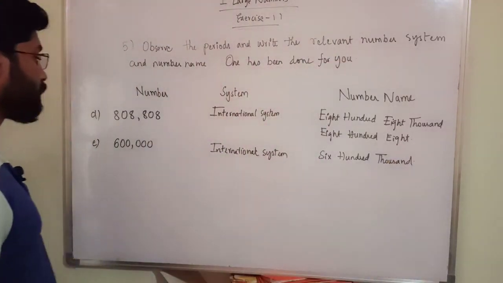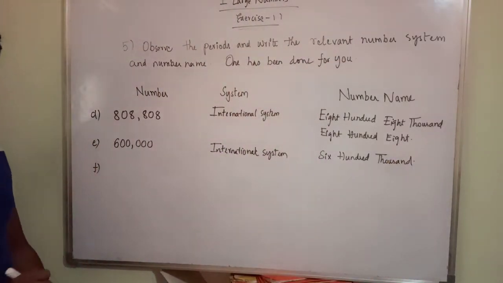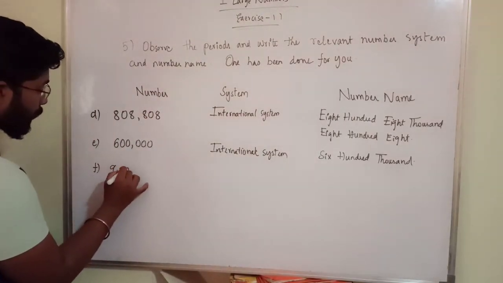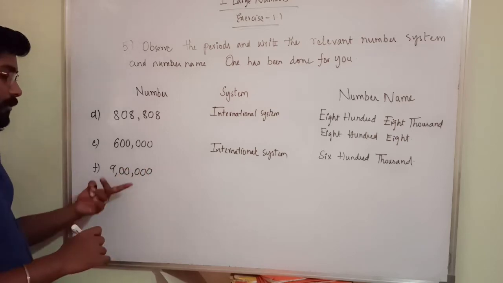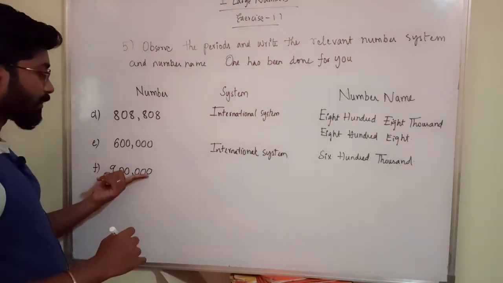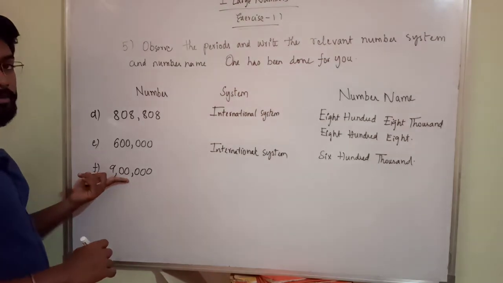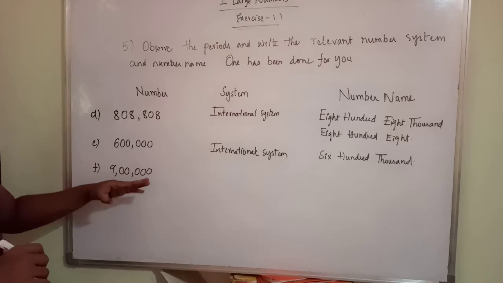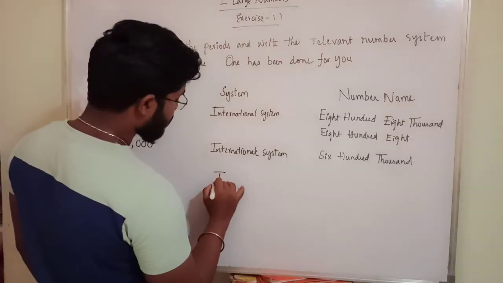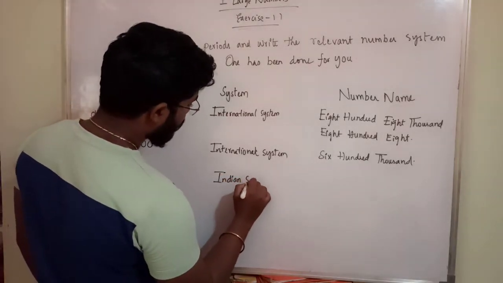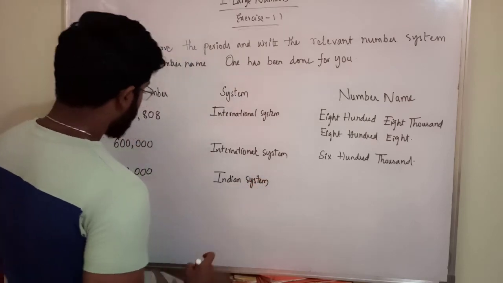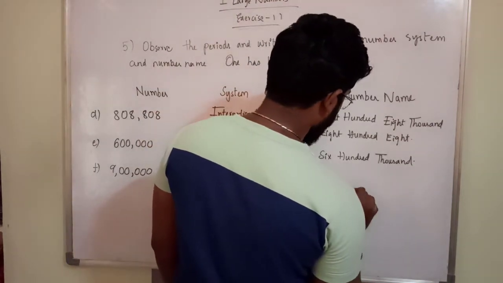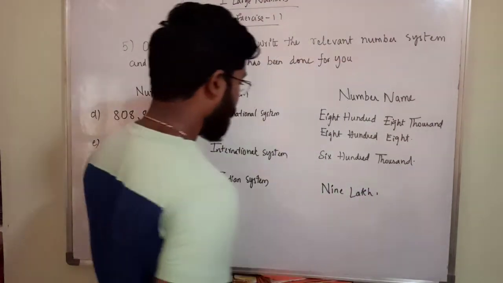Next, F. So this number is 9,00,30. Okay. So in one period you are having three digits. In one period you are having 2 digits. So in one period you are having 1 digit. So like this, in which system will it be? It will be in the Indian system. Okay. So what is the name of this number? 9 lakh. Number name is 9 lakh.